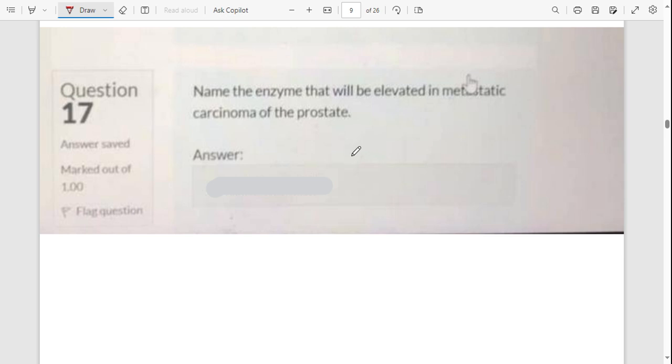Name the enzyme that will be elevated in metastatic carcinoma of the prostate. Now, in metastatic carcinoma of the prostate, just from the word prostate, the enzyme that is going to be elevated here is a phosphatase. Remember, enzymes end in ASE. So that's a phosphatase. I've written phosphase. That's phosphatase, not phosphase.